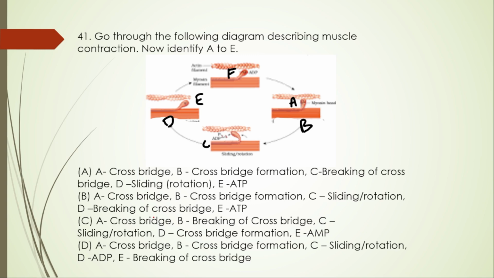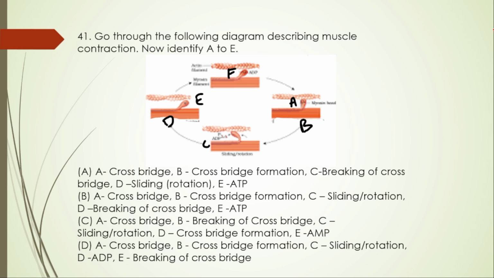Next question, question number 41. Go through the following diagram describing muscle contraction. Now identify A to E. What is A, B, C, D, E? Okay. What is A? This one is cross bridge.